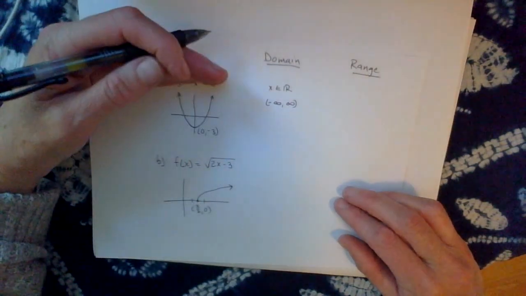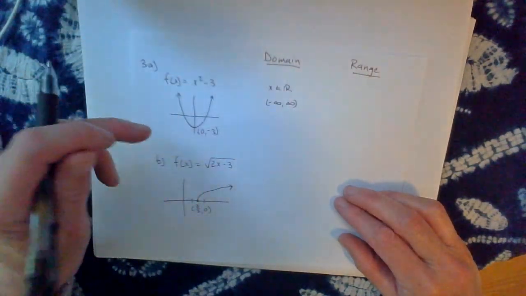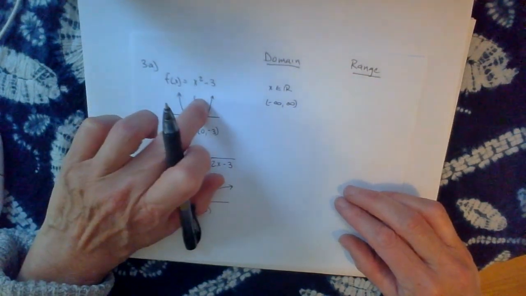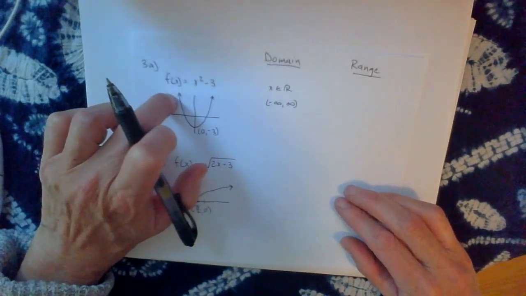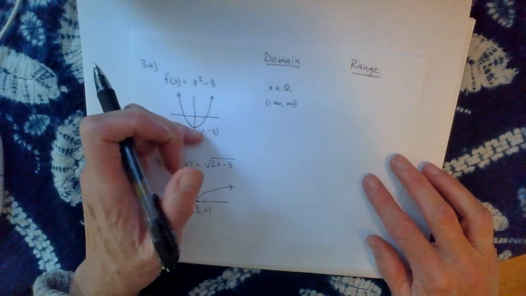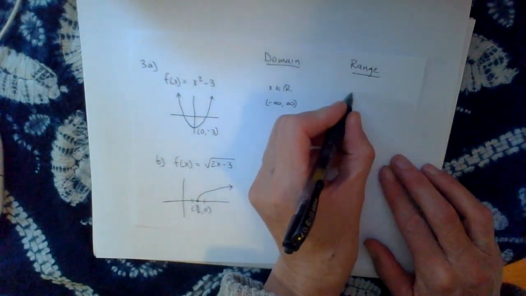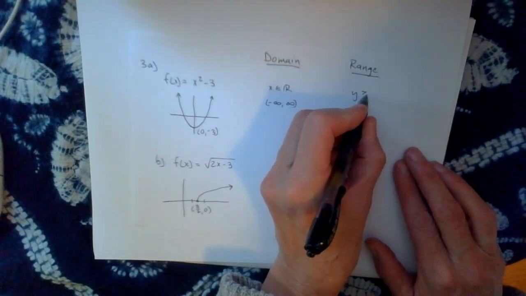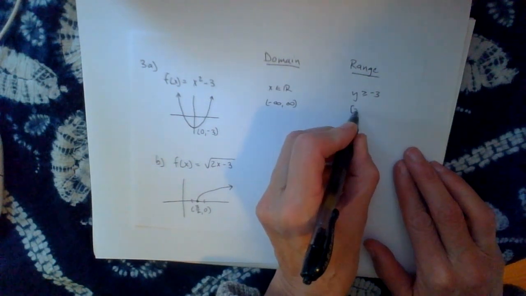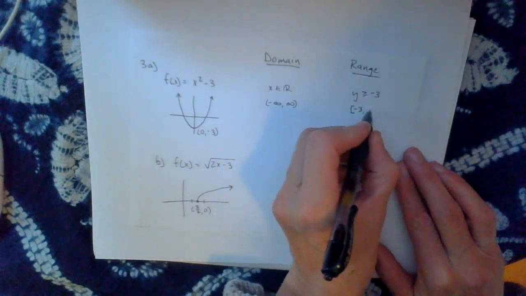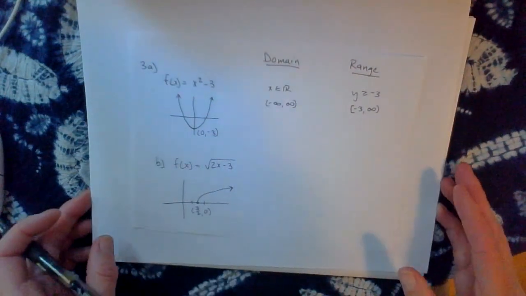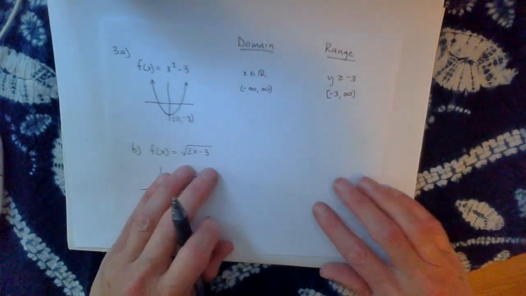Now if we look at what y's come out of this graph, y's can be anything positive. Right there, there's a graph in the first quadrant and then the second quadrant. But look at the third and fourth. They never go below -3. So y is greater than or equal to -3, or in interval notation, bracket -3 to infinity.